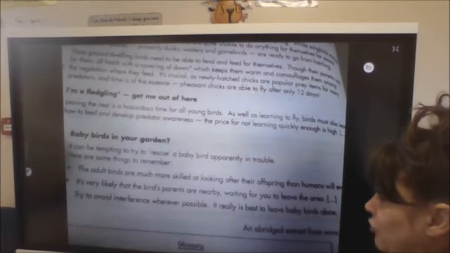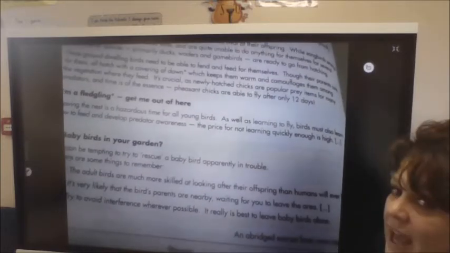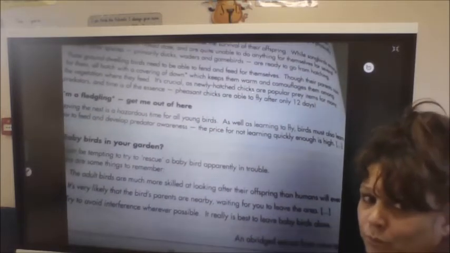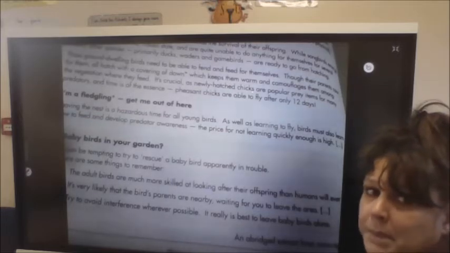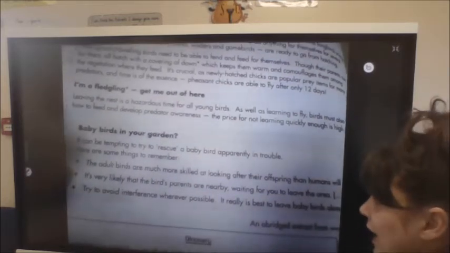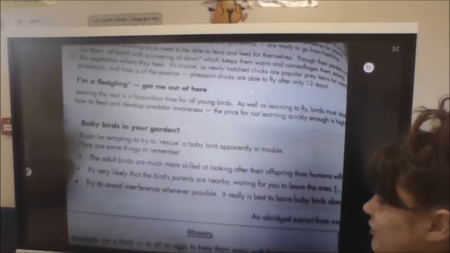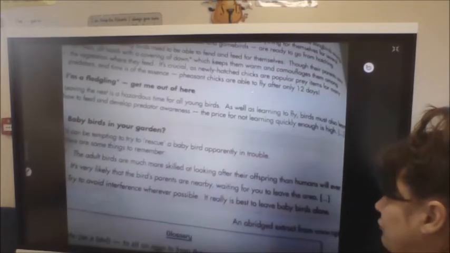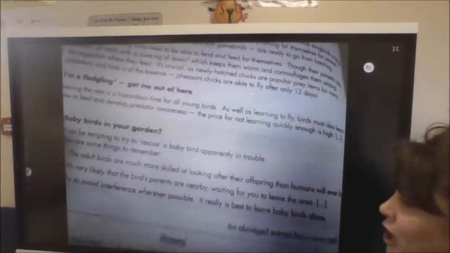It's very likely that the bird's parents are nearby waiting for you to leave the area. So if you get out of the way, the parents will come to the rescue. And then try to avoid interference wherever possible. It's really best to leave baby birds alone.